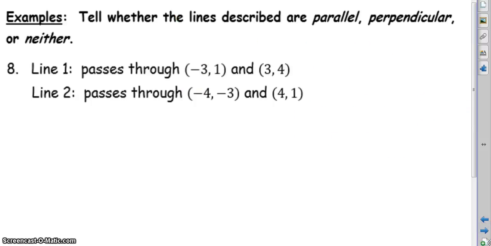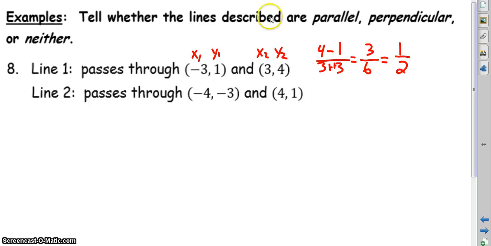All right, our next example, again, is two separate lines, and we're going to find the slope of each line. So for line 1, the slope would be 4 minus 1 over 3 minus negative 3. So that gives us positive 3 over 6, which is 1/2.